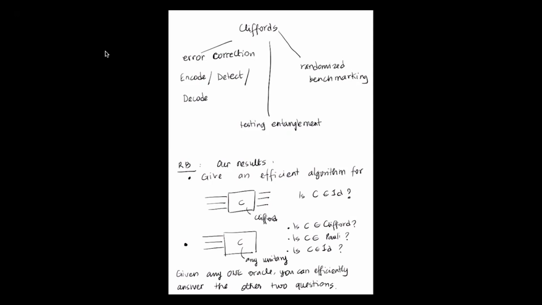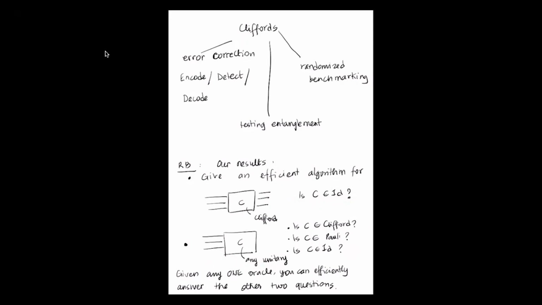What we do is give an efficient algorithm for if you have a Clifford circuit, then you can check efficiently that it is identity or not. Okay, that's one result. We can do it both in the black box and white box manner, but black box is usually far more applicable. The second result is actually the cool part of the paper. We say that you have any circuit, any unitary, and you want to ask these 3 questions. Is it a Clifford or a Pauli or identity? And our result says that if you have an oracle for any one of these questions, then you can answer the other 2 questions as well.